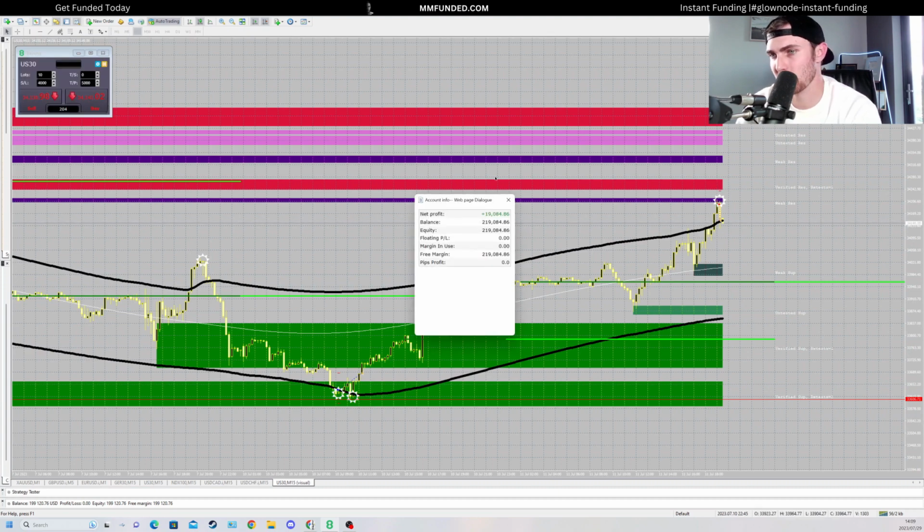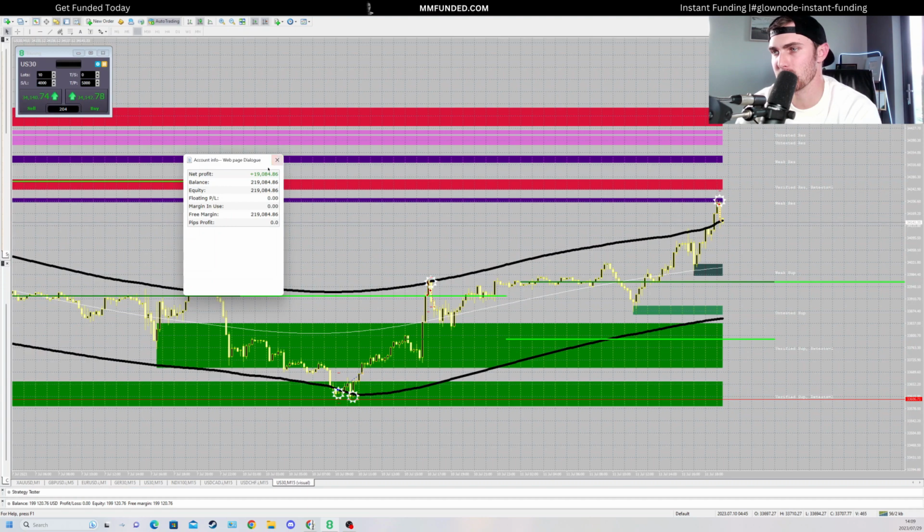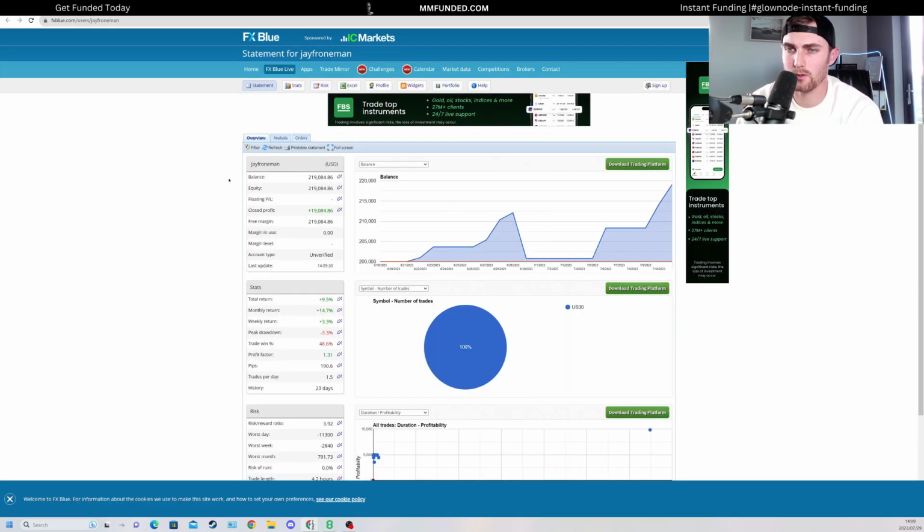So let's just check, that should be account passed, and that is indeed account passed at 8% on a MyForex funds. Sorry, this was actually a 200K account, not a 100K, which is perfectly fine. All right, so if we take a look at this tool, you'll see over here, we started with a $200,000 account, balance of $219,000, monthly return of 14.7%, weekly return of 3.3%, peak drawdown of 3.3%, and a win rate of 48%. But what I want you to take note of is our risk to reward.